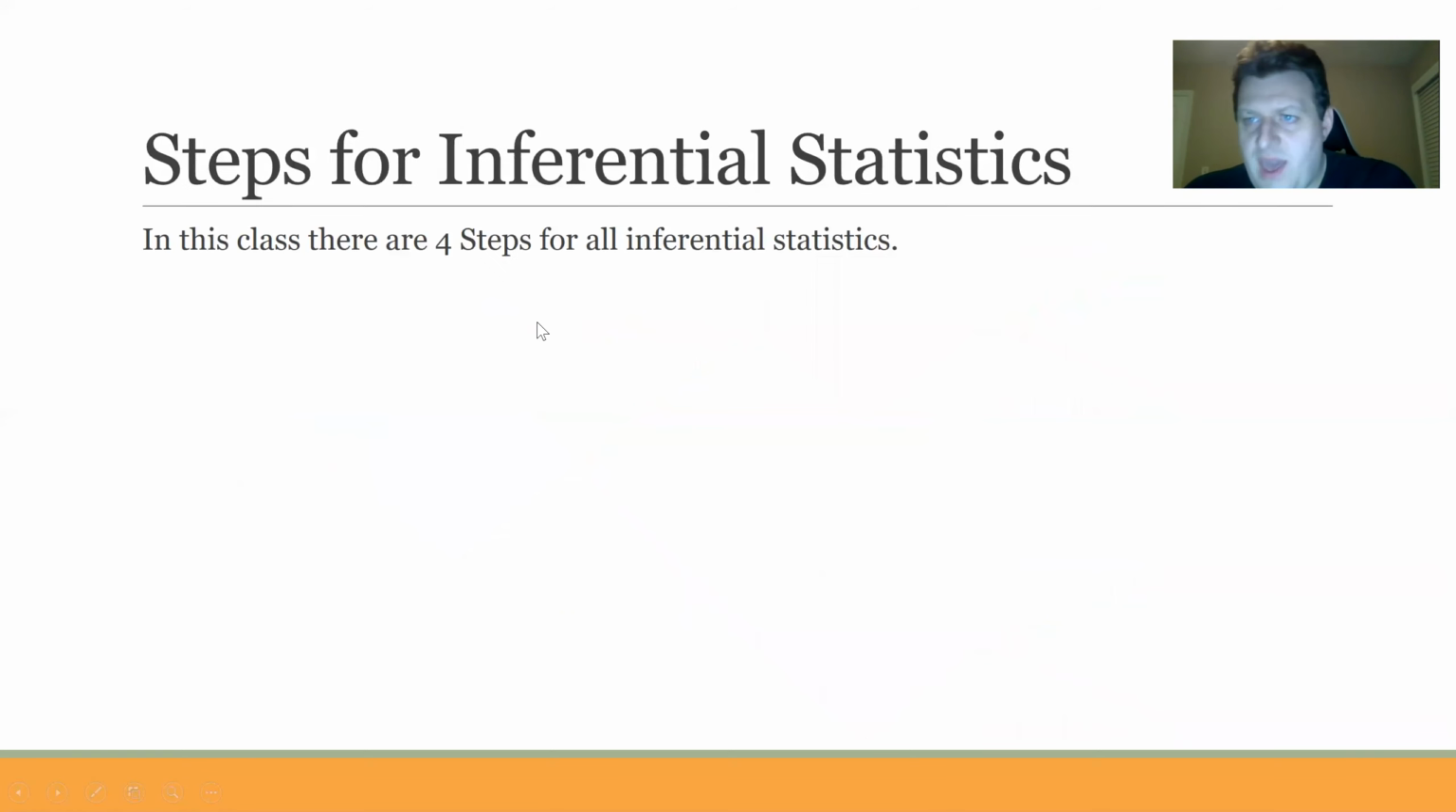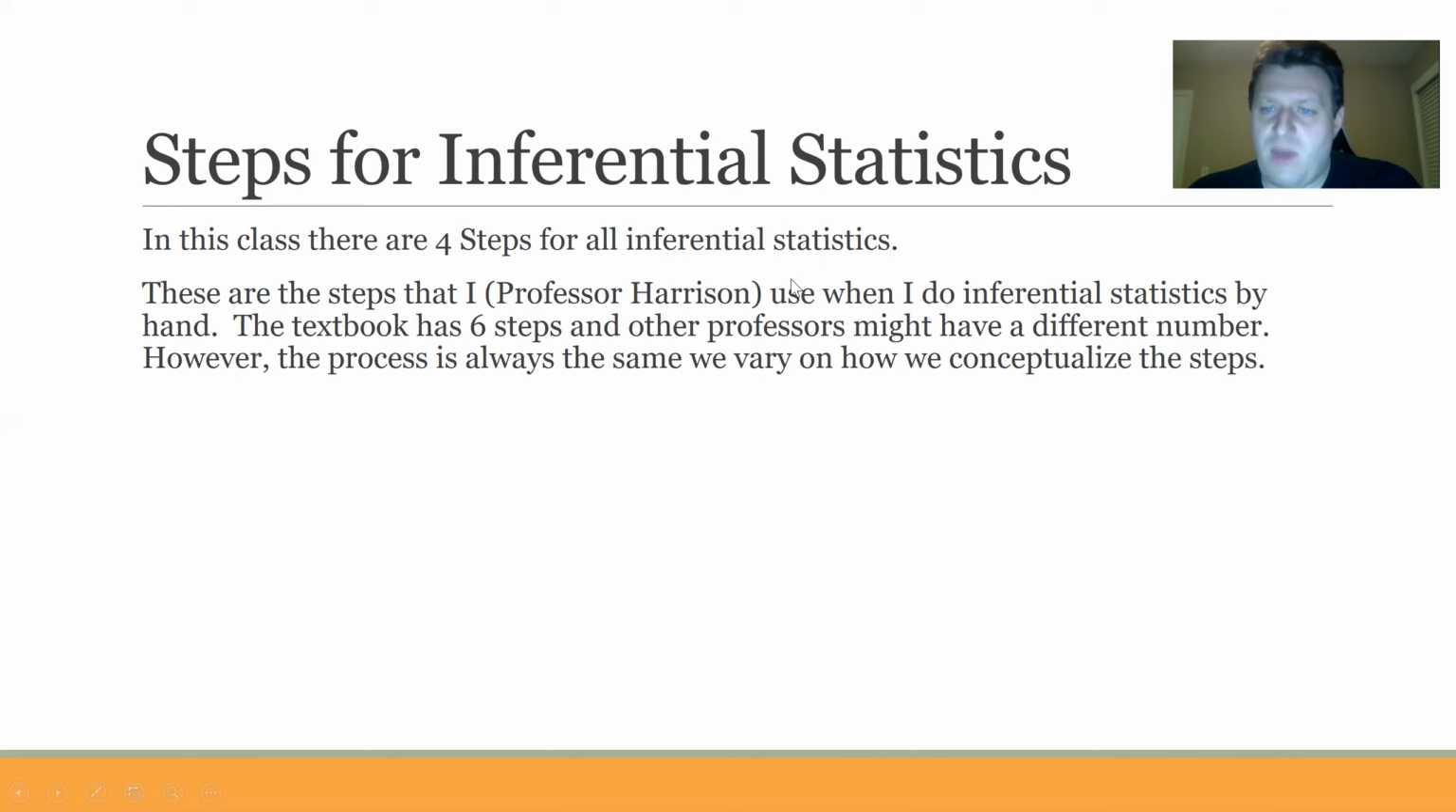Okay. How do we do our inferential statistics? Well, the textbook says that there are 6 steps to do this. If you talk with the other psychology professors that teach this class, they might have a different number of steps as well. But I was told that there are 4 steps to doing this process, and that's how I'm going to teach you guys how to do this.